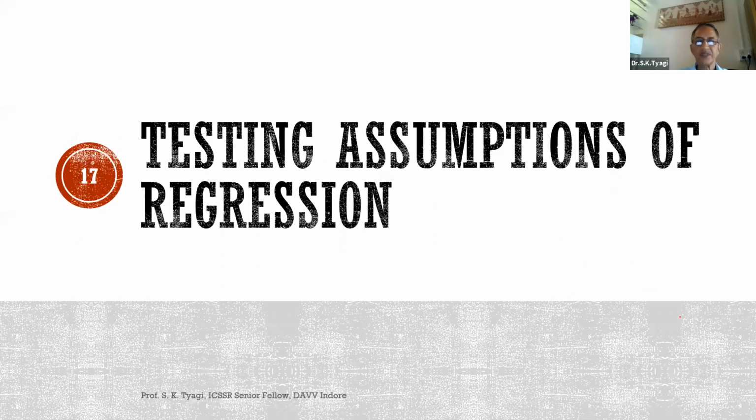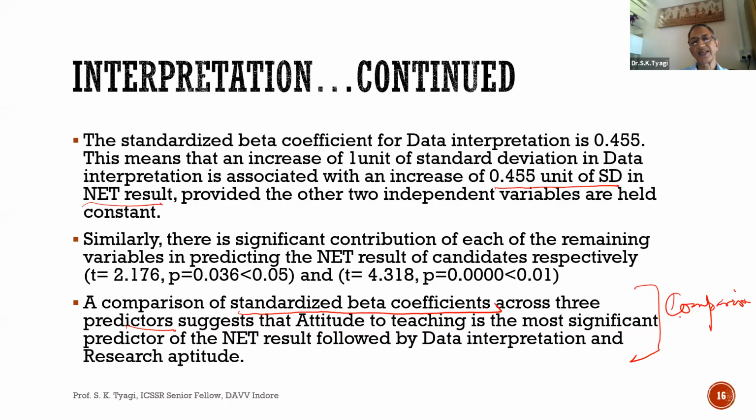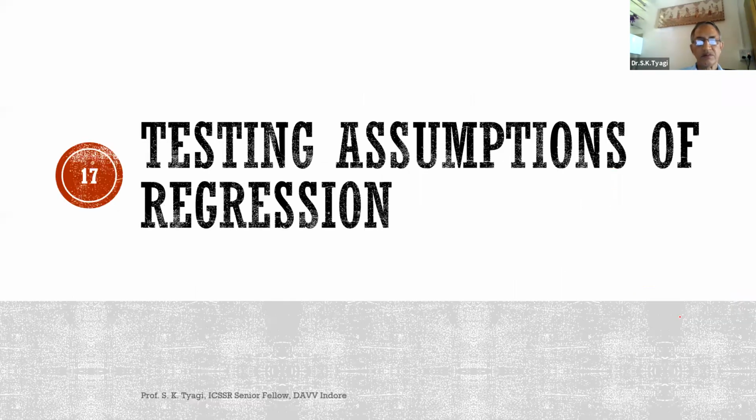Now, this is over. Simple regression analysis is over. Multiple linear regression analysis is over. But we did not check any of the assumptions that underlie this simple or multiple linear regression. Now we come to the assumptions that we have to check before using the regression analysis. So testing assumptions of regression.